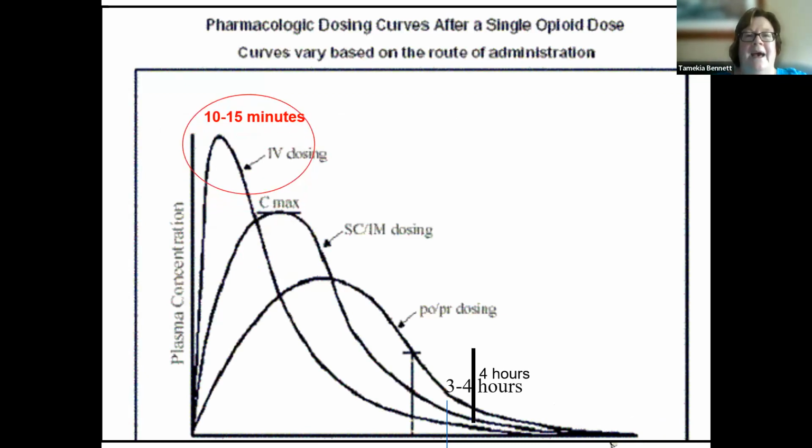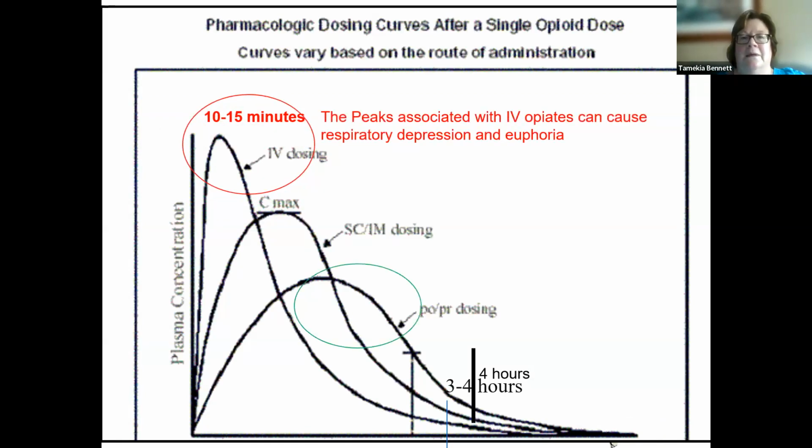But if you compare that to oral, you see that we get half the peak and it takes about 15 minutes longer. But the benefit is that it lasts longer. And so we really want to employ these dosing strategies whenever possible. Lower doses, oral medications last longer and are safer than high dose IV medication pushes.